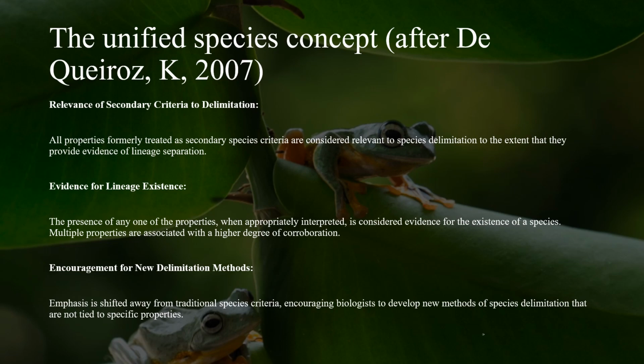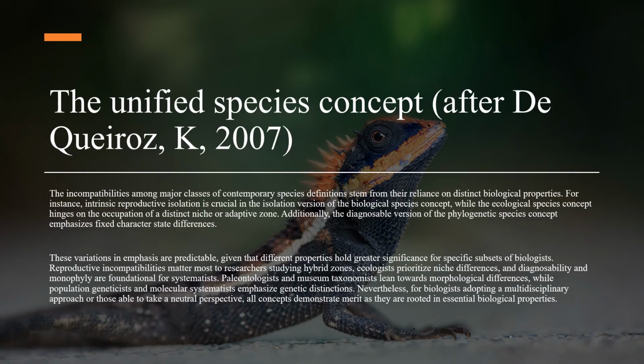The incompatibilities among major classes of contemporary species definitions stem from their reliance on distinct biological properties. For instance, intrinsic reproductive isolation is crucial in the isolation version of the biological species concept, while the ecological species concept hinges on the occupation of a distinct niche or adaptive zone. Additionally, the diagnosable version of the phylogenetic species concept emphasizes fixed character state differences. These variations in emphasis are predictable, given that different properties hold greater significance for specific subsets of biologists.